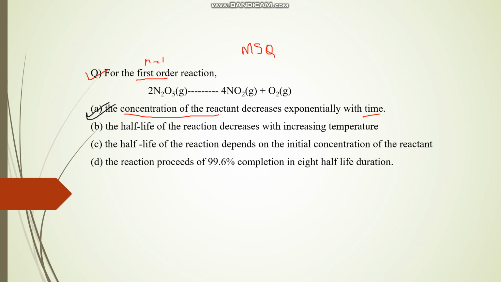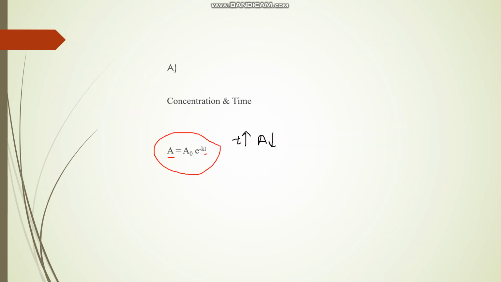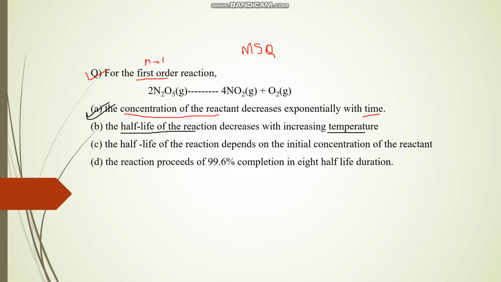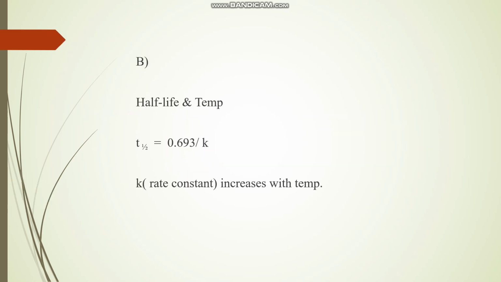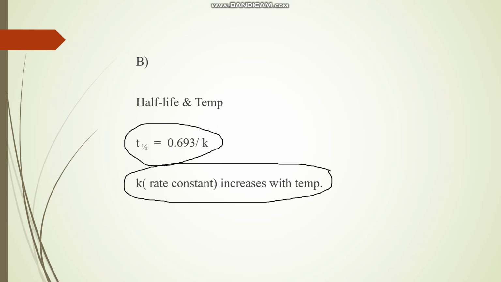So let's see what the option is saying. The half life of the reaction decreases with increasing temperature. So which two quantities is this option relating? Your half life of the reaction with increasing temperature. So is there any formula which relates your half-life of the reaction with temperature? We know that there is no such direct formula, but there are two formulas which indirectly relate both the terms, and you can find the relation between them using these two.